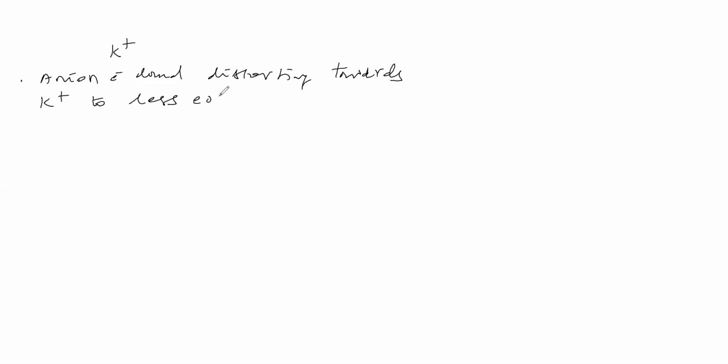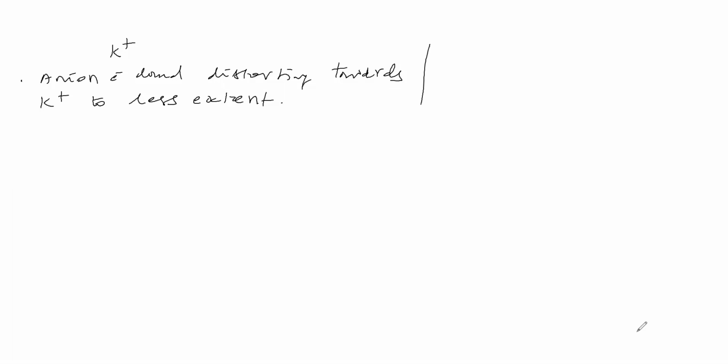Now we can say in the case of K plus, polarizing power is less for K plus. Therefore, the anion electron cloud is distorting towards K plus to a lesser extent. Okay, because polarizing power of K plus is less.